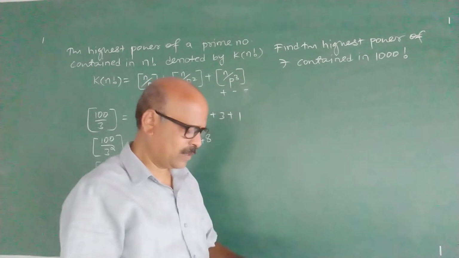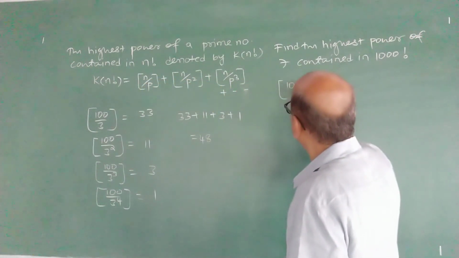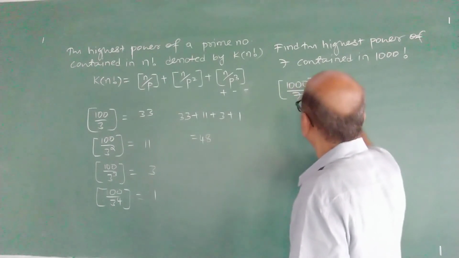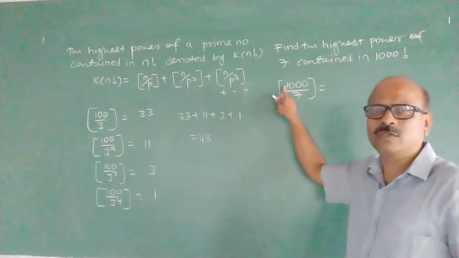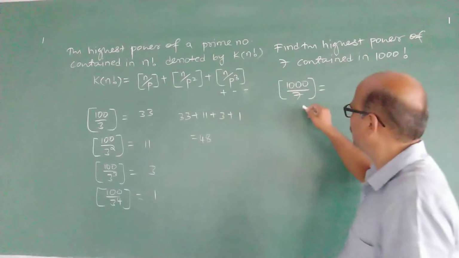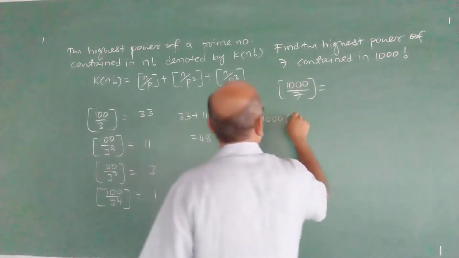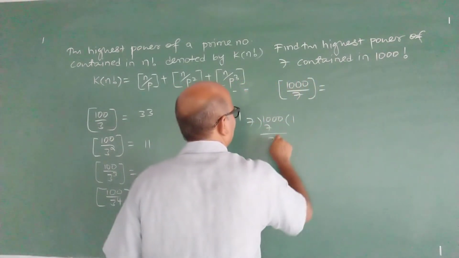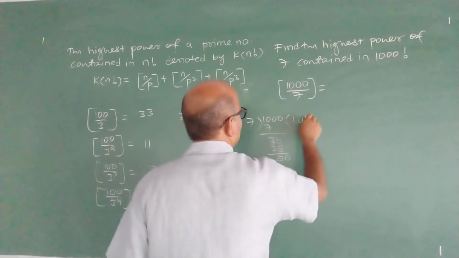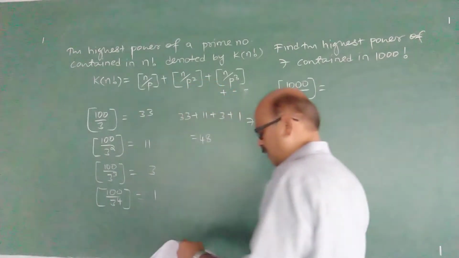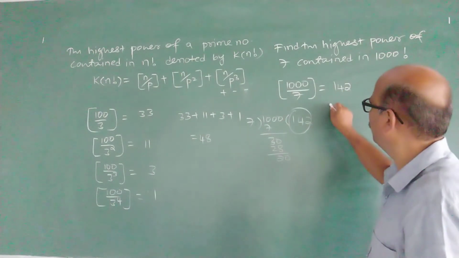What is the procedure? First you consider the greatest integer function of 1000 by 7. What is that? It is the quotient. Divide 1000 by 7. 7 into 1 is 7, 7 4 the 28, then 2 remains, 7 2. Is it 142? The quotient you have to take is 142.